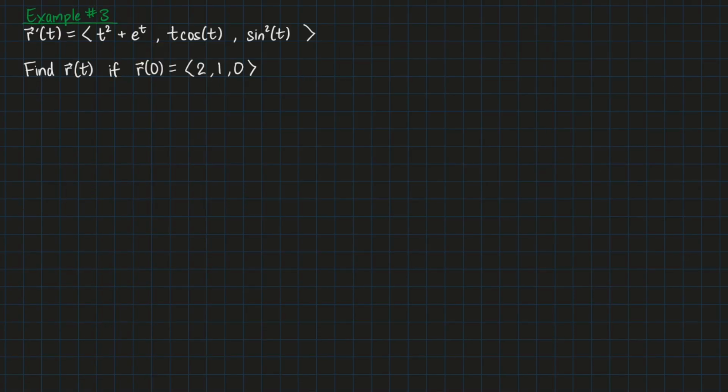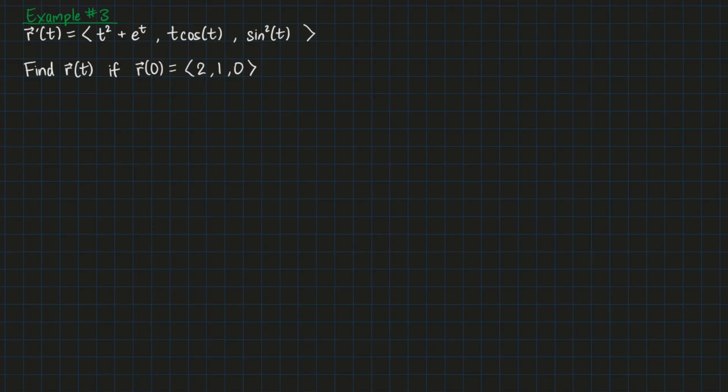For example 3, we're given r prime of t, and we want to find r of t if r of 0 equals the vector 2, 1, 0. This part right here is the initial condition. We're going to use that after we find the integral.